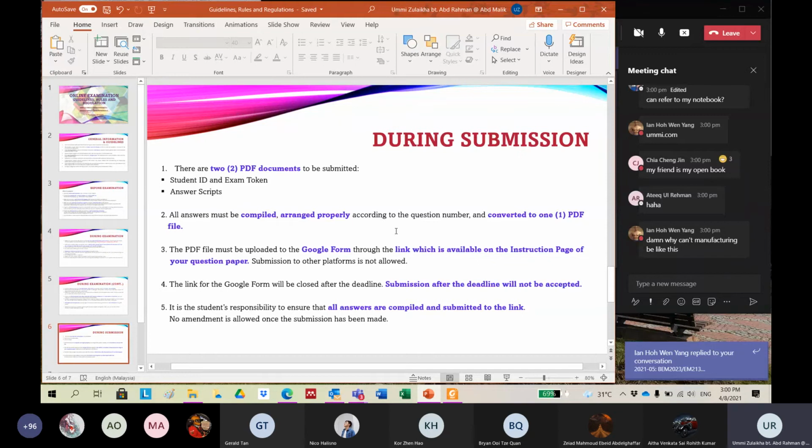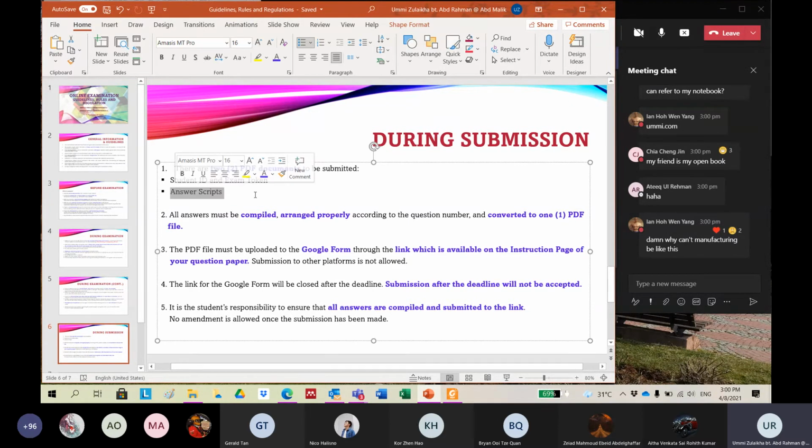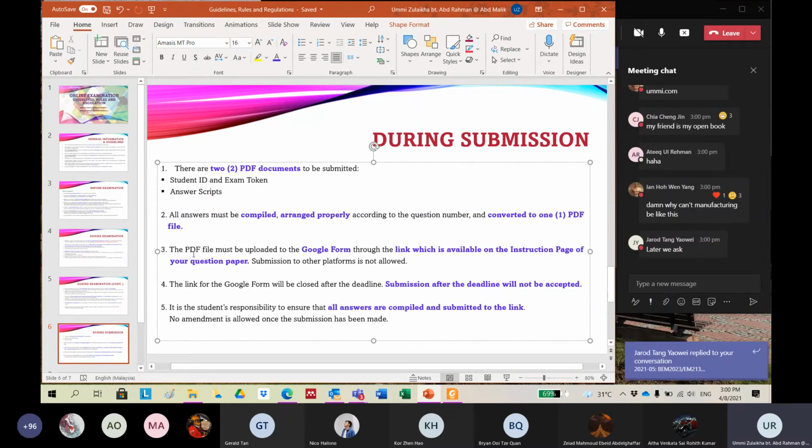Try not to jumble up or mix up the answers. Otherwise, it will be very difficult for me to mark. Remember, there are 117 of you. And converted to 1 PDF file. So that's why here the answer script is 1 PDF file. The PDF file must be uploaded to the Google form through the link which is available on the instruction page of your question paper.